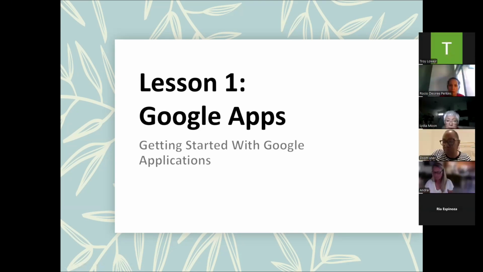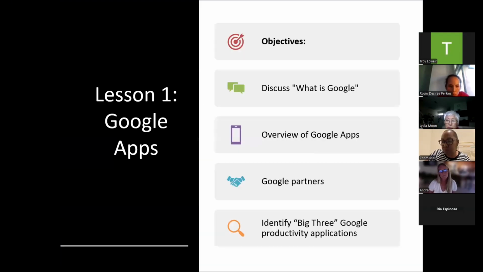Okay. So lesson 1, getting started with Google Apps. Your objectives: discuss what is Google, overview of Google applications, the Google partners that are out there, and then identify the big 3 Google productivity applications that people utilize.